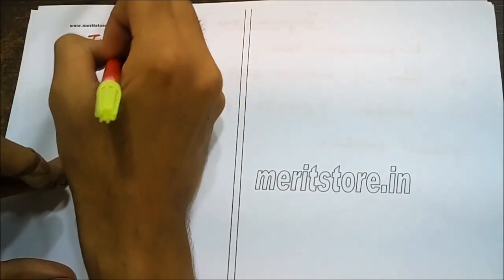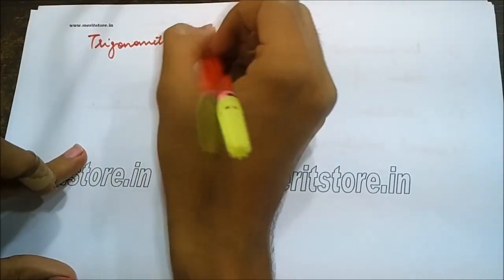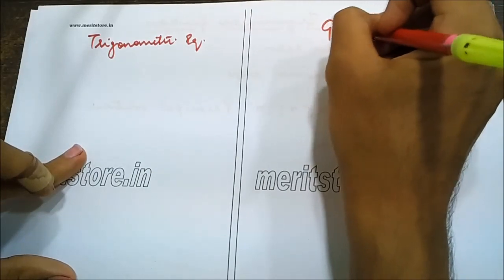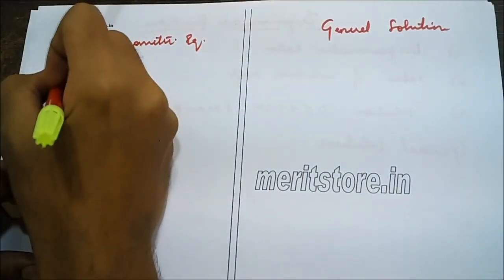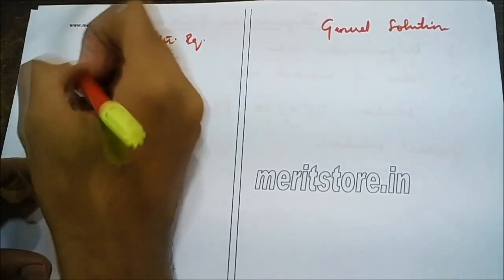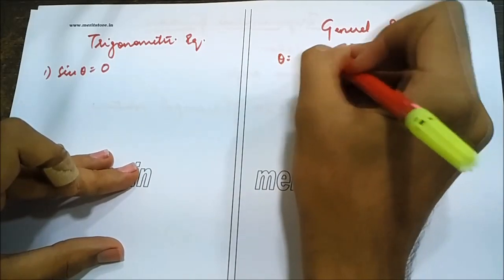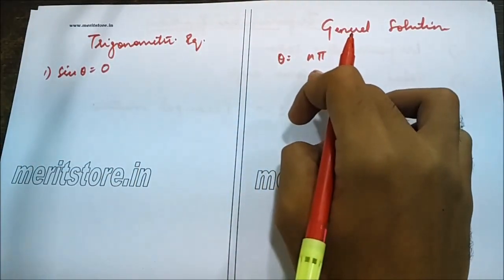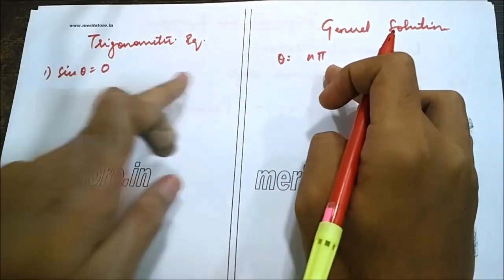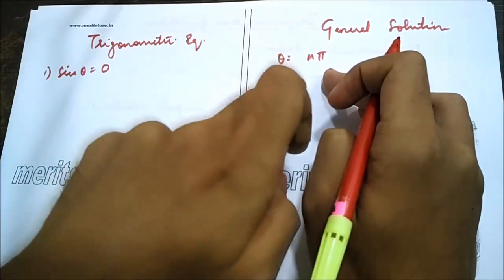So we'll make a table. First is the trigonometric equation, and the second being the general solution of that particular trigonometric equation. So sine theta is equal to 0. So this is the equation. So what is the general solution? Theta is equal to n pi. So theta can take the value of n pi, where n can be 1, 2, 3, 4, whatever.